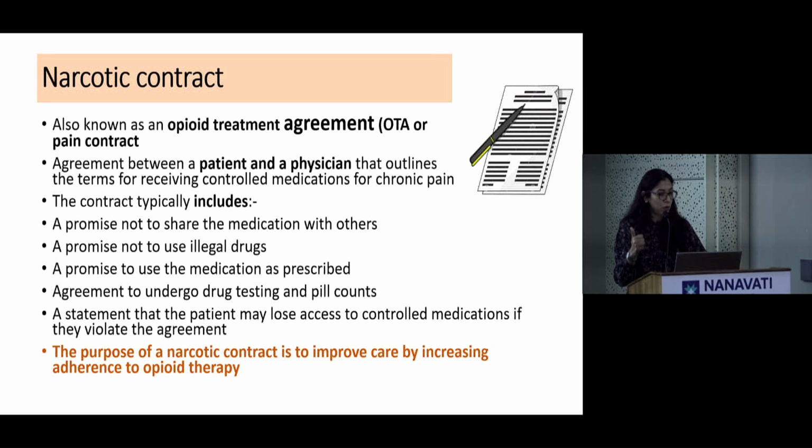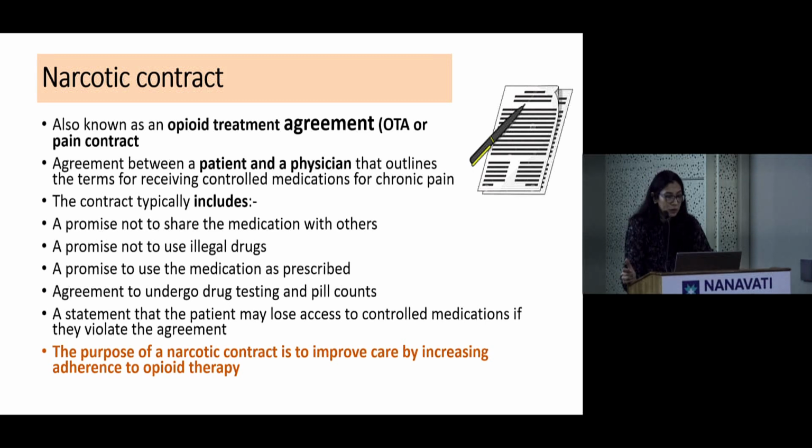So there has to be a promise that there'll not be any sharing of medication, that you cannot give your morphine to somebody else, that your family member has a headache and you give your morphine to that person. Then a promise not to use these drugs illegally. Then a promise that the medication will be used only as prescribed and there'll be no overdosing. And the patient has to be ready anytime for drug testing or pill count. You can call them anytime for that.